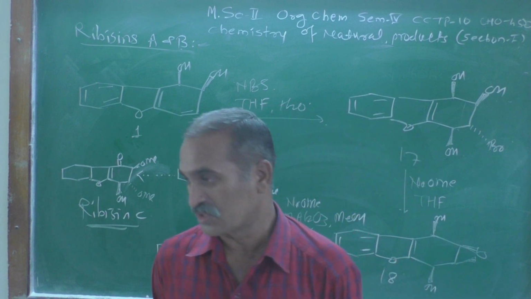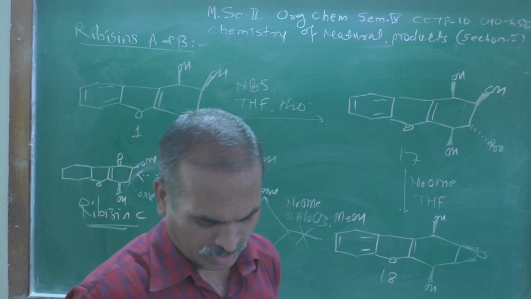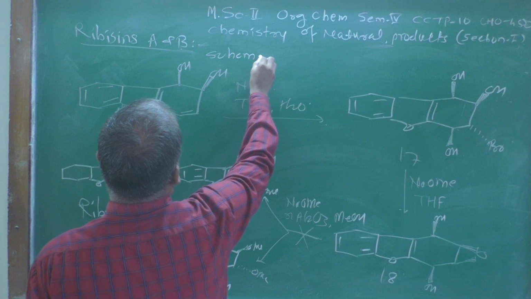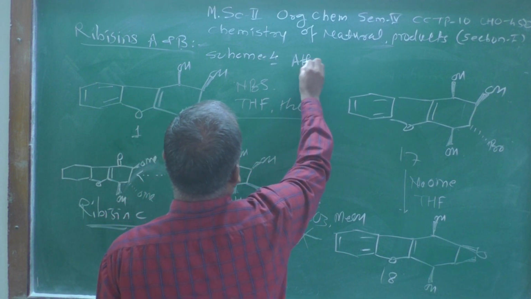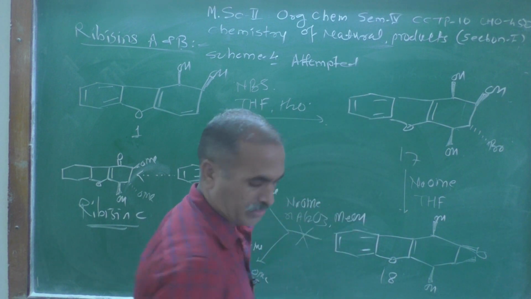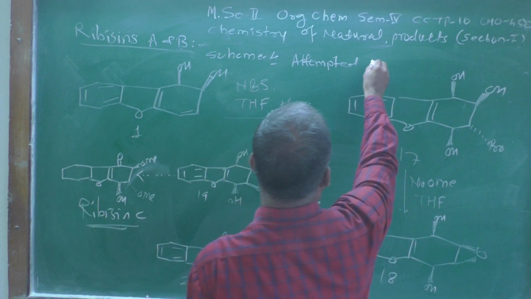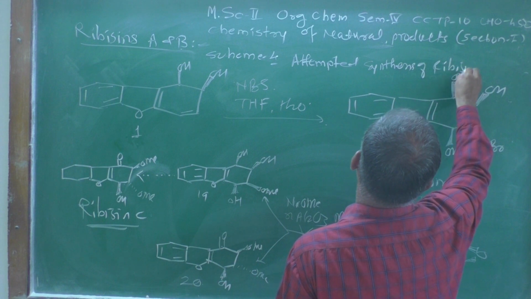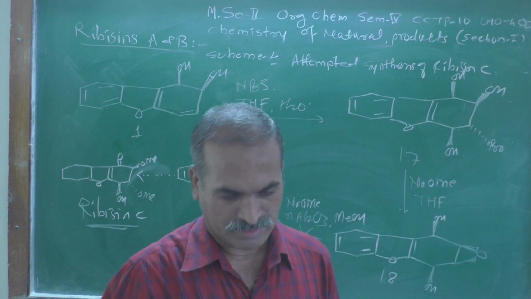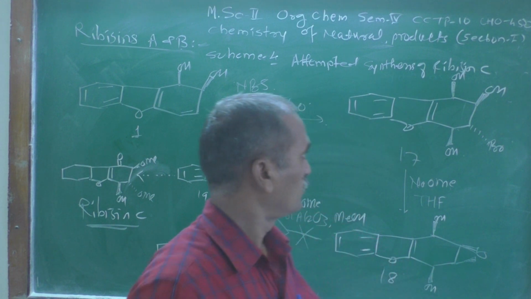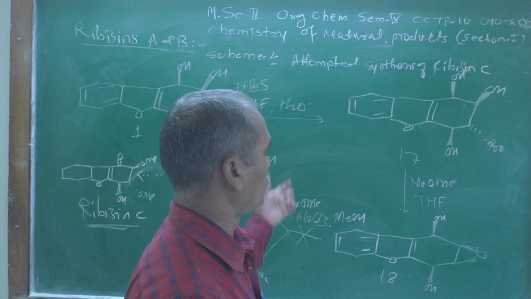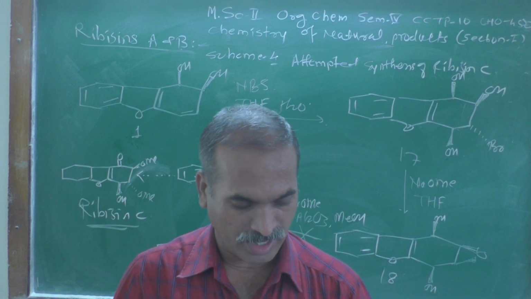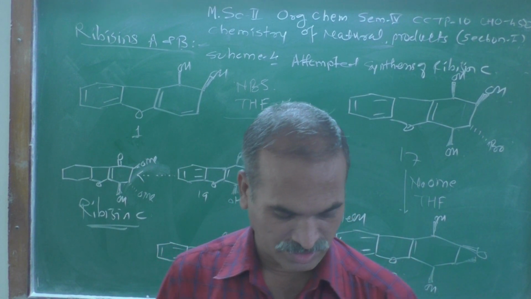But this type of synthesis of ribosine was not achieved, and this is scheme number 4, the attempted synthesis of ribosine C. The authors were not able to synthesize, not able to get this product by this route, but they had tried; they haven't got this synthesis.